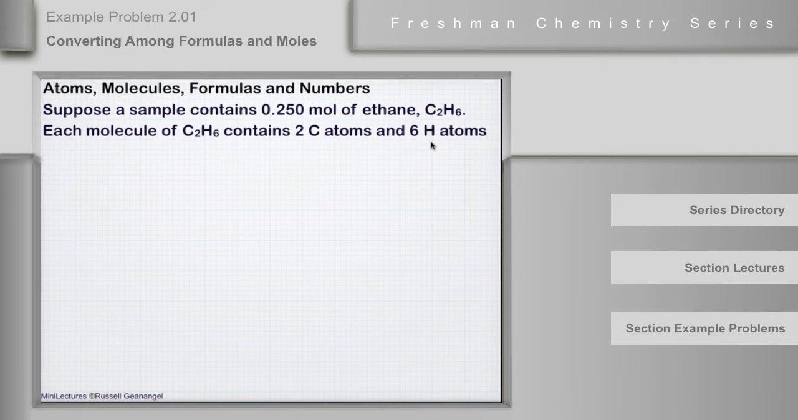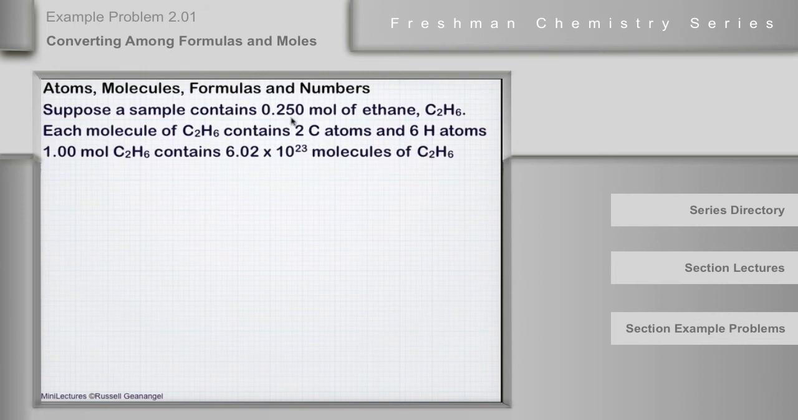So that will eventually allow us to determine how many carbon atoms and how many hydrogen atoms are present in the sample. But we need to begin by recognizing the relationship between numbers and moles. 1 mole of C2H6 contains Avogadro's number that you see here, 6.02 times 10 to the 23rd molecules of that substance.